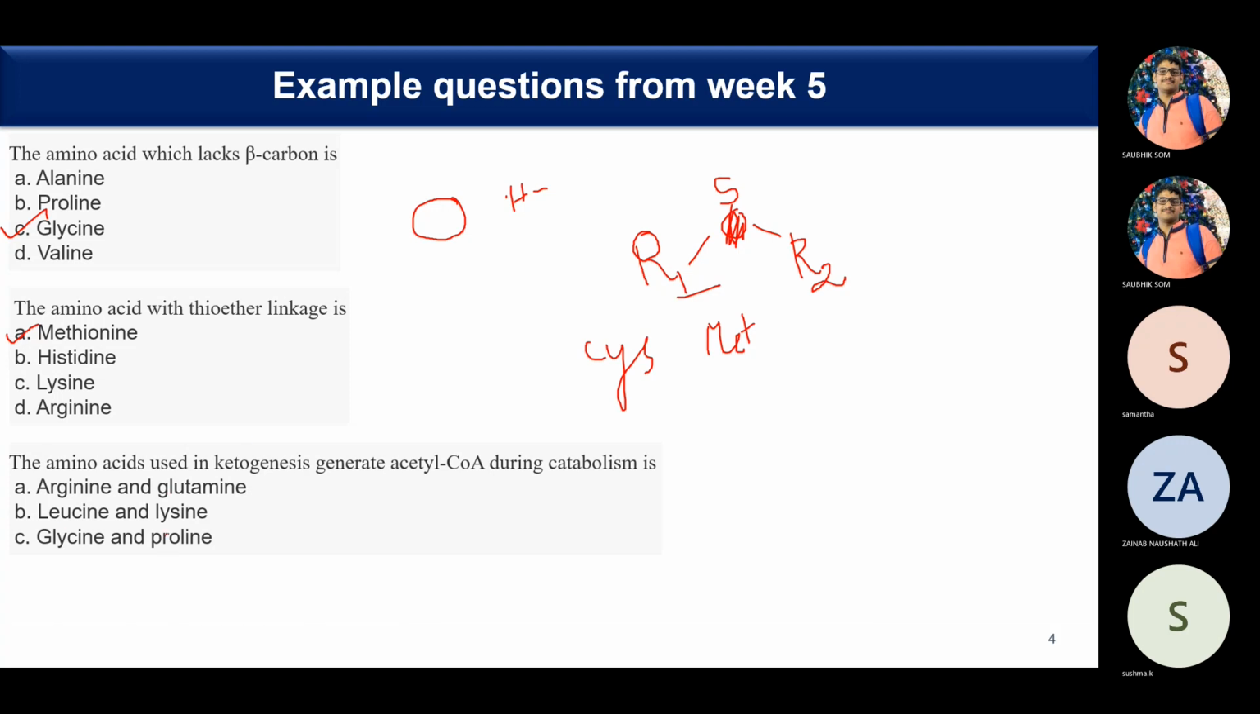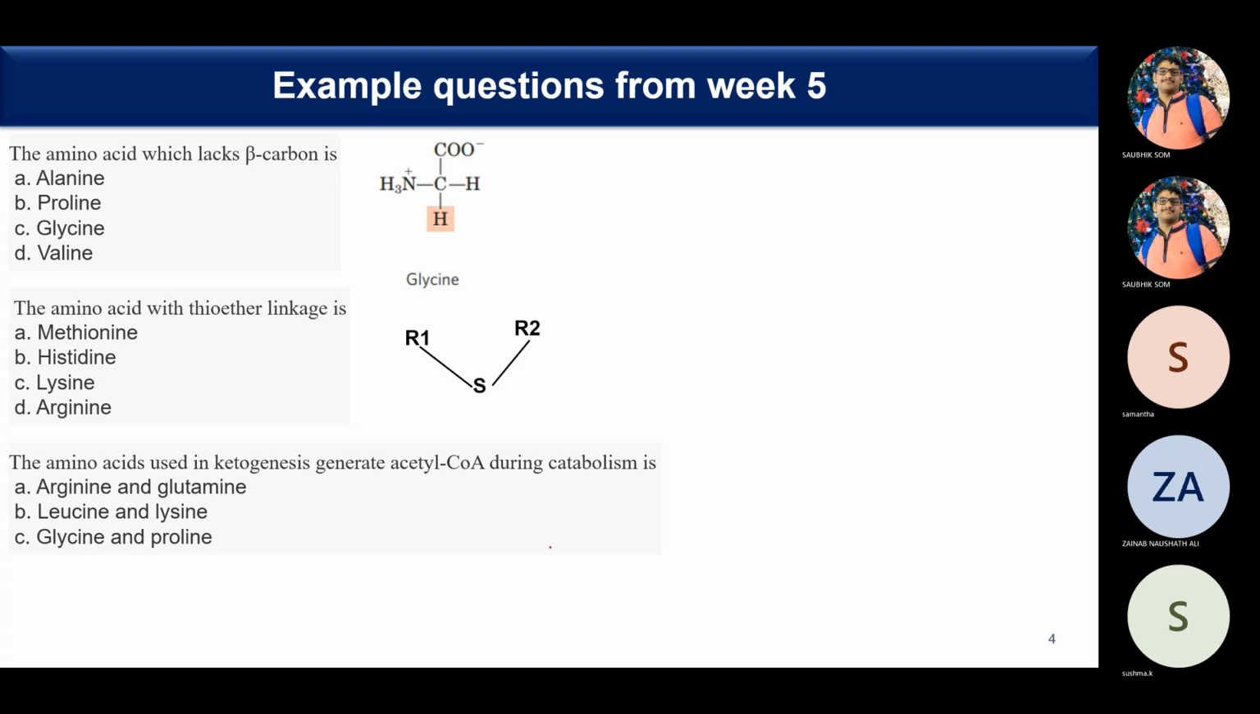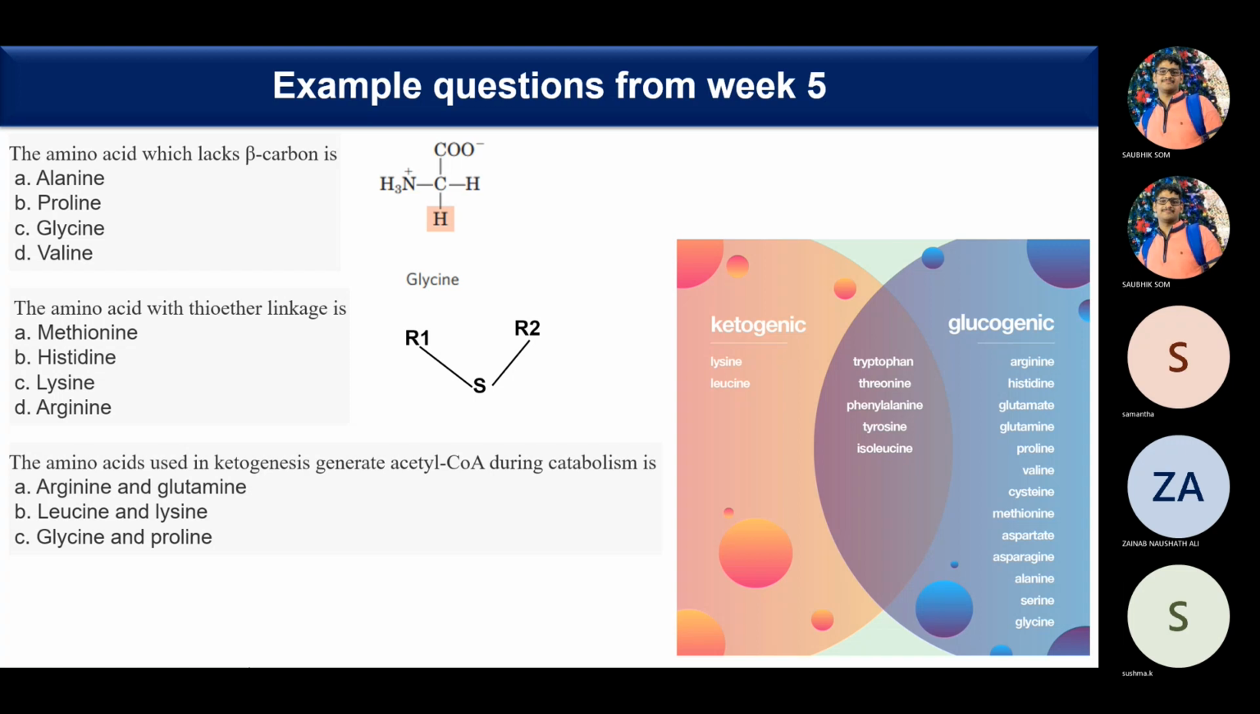Which amino acids are used in ketogenesis to generate acetyl CoA during catabolism: arginine or glutamine, leucine or lysine, glycine or proline? This was not well taught in the class, and I don't know why this question was there. To understand this, we have to understand two concepts: the ketogenic amino acids and the glucogenic amino acids.